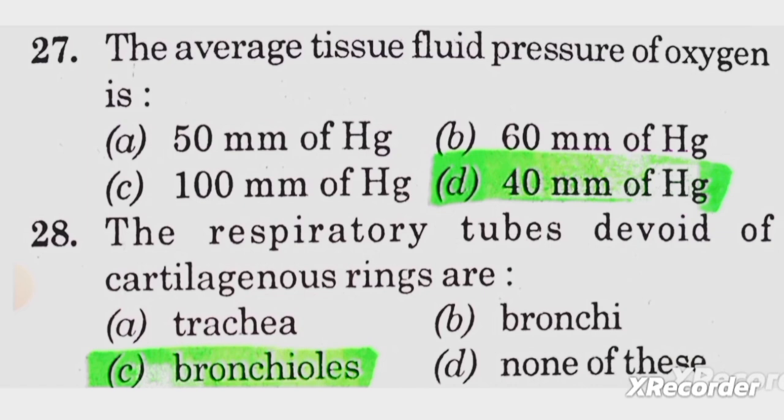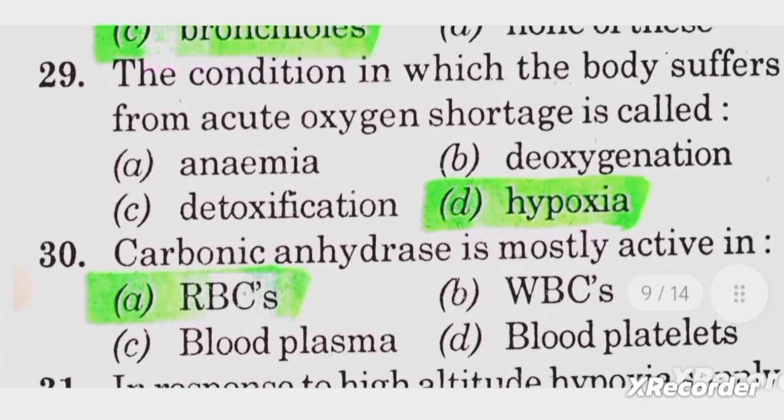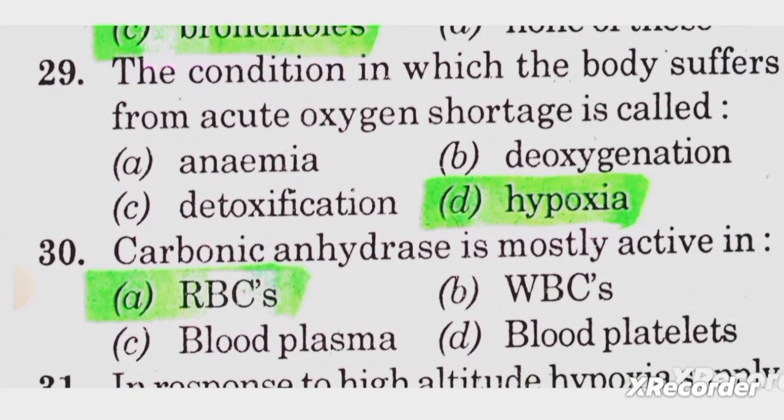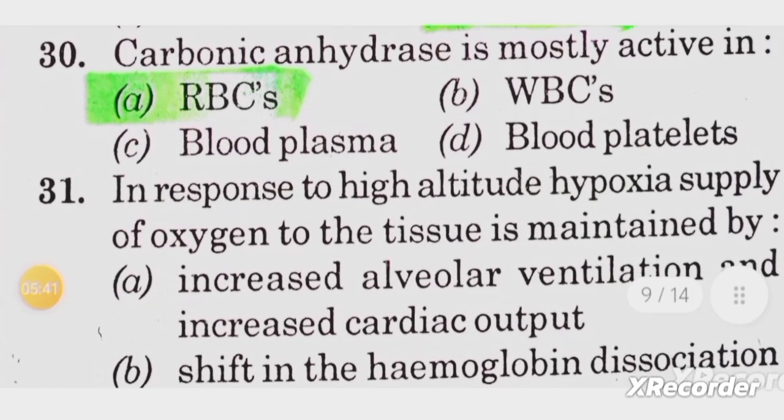28. The respiratory tubes devoid of cartilaginous rings are answer C, bronchioles. Next, 29. The condition in which the body suffers from acute oxygen shortage is called answer D, hypoxia. Next, 30. Carbonic anhydrase is mostly active in answer A, RBCs.